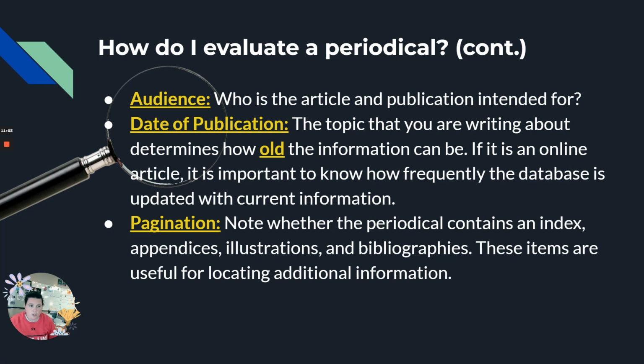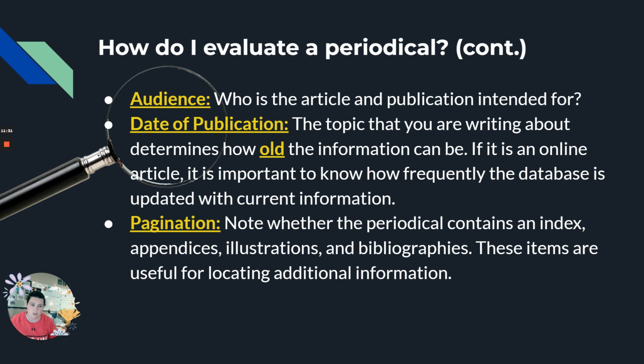The date of publication. So, the topic that you're writing about determines how old the information can be. All right. Freshmen, you guys are talking about stuff from the 1700s. Okay. So, of course, everything you're going to read is probably going to be old. Okay. Sophomores, you guys are looking at kind of the main historical event, of course, was from the 40s, but a lot of what you might research after that it could be more recent. So again, it's important to know how frequently that database is updated with current information.